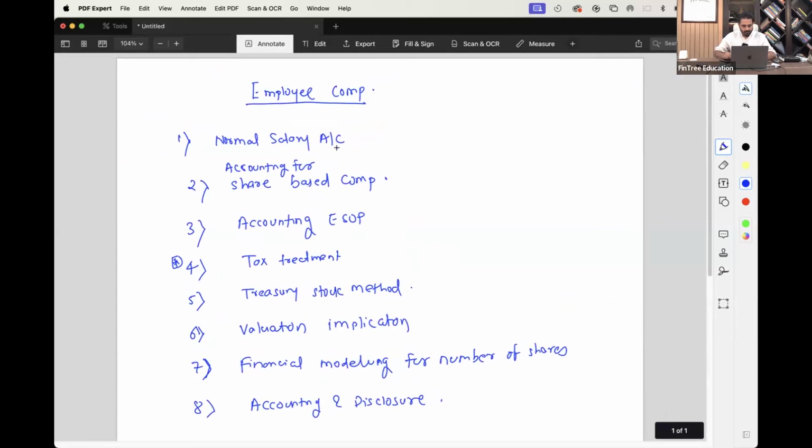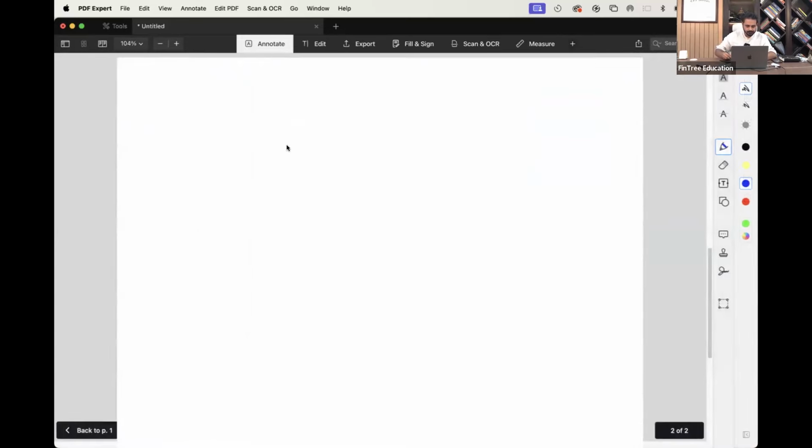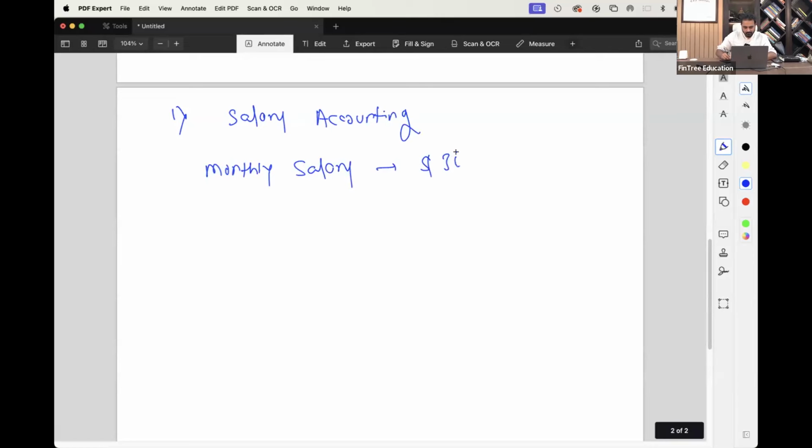All right, so let's start with section number 1, which is normal salary accounting. This is straightforward. So section 1, which is your salary accounting. Let us say that you've hired an employee, and the monthly salary is, just for simplicity, I'm going to make it $30,000. That's really high, even for a CFA charter holder, but let's assume it's $30,000. And you want to do accounting for day 1, day 2, day 30. Okay, how the accounting will work.